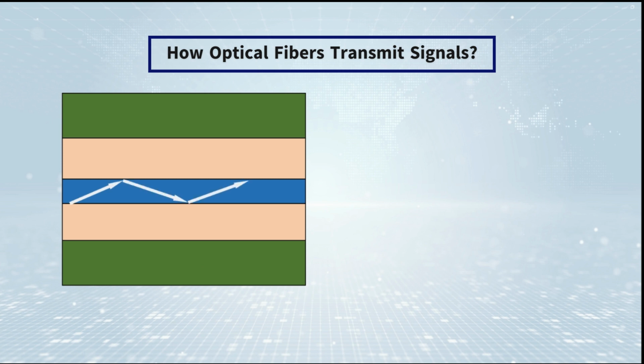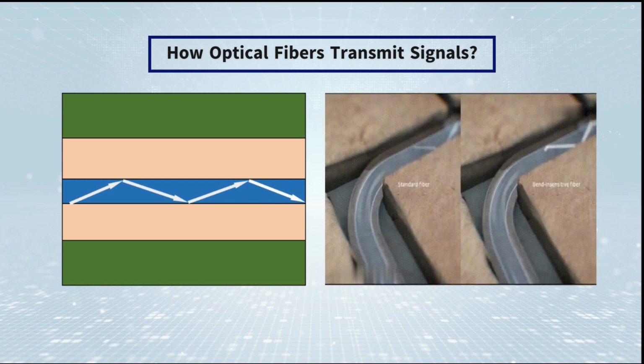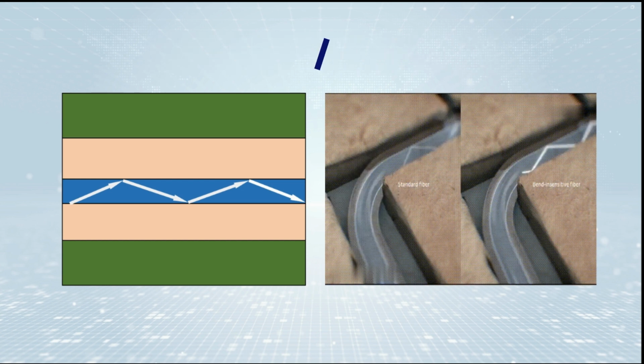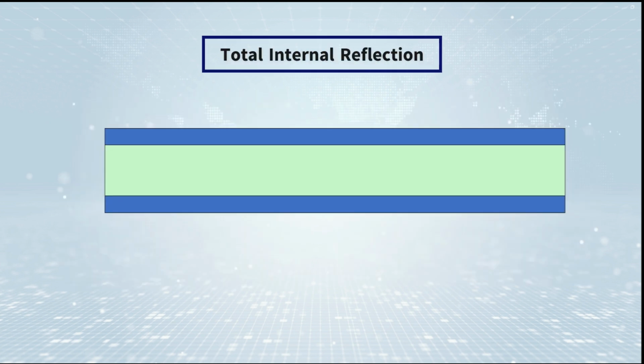Light is injected into the fiber at a specific incident angle, and total internal reflection then takes place at the boundary between the core and the cladding because the cladding has a lower refractive index than the core. Without the cladding, light would go in all directions and exit the core. But thanks to the cladding's refractive index, light remains in the core and continues its path.